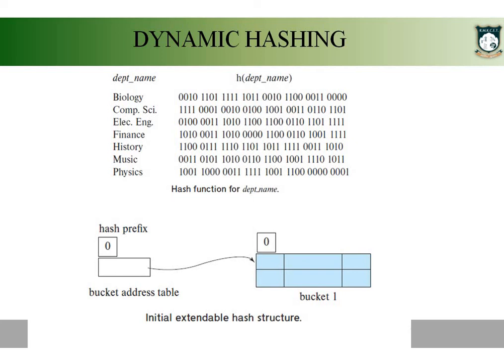Once you have this, what does it mean? 2 power 2 is 4, right? So you will have 4 buckets. The first bucket will be identified by 00, the second bucket by 01, the third bucket 10 and the fourth bucket 11. Once these arrangements are made, records whose hash results start with 01 will be placed in the second bucket, 00 in the first bucket, 10 in the third bucket, 11 in the fourth bucket. So this is how it works.